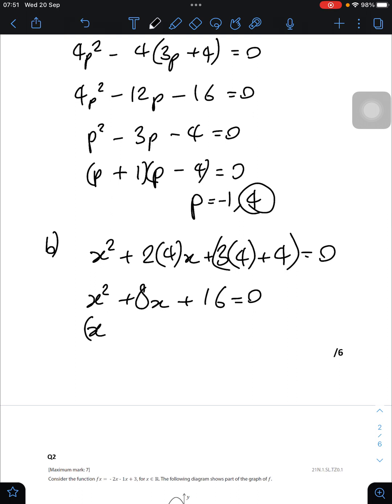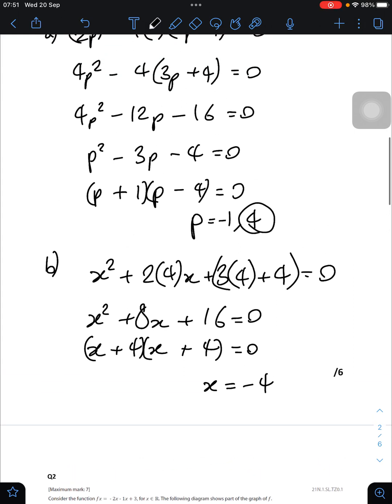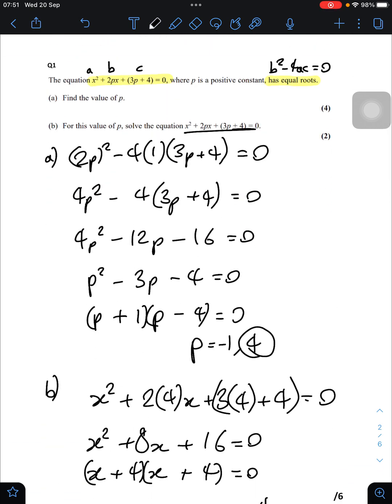What goes into 16? 2 and 8, 4 and 4. 4 and 4 is the obvious one here. So let's just plug in 4 and 4 equals 0, which means that we have a repeated root, and x is minus 4. So at this stage, when I've done a question, I usually read through it again and just double check that I've got everything right.